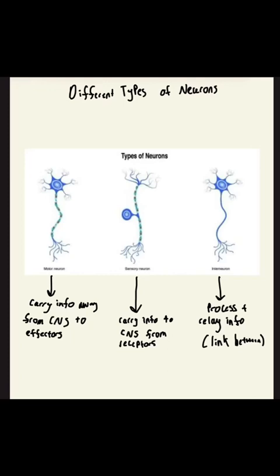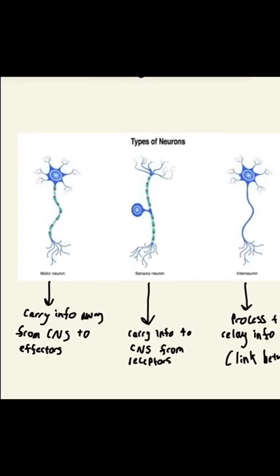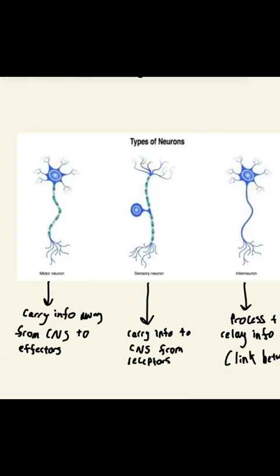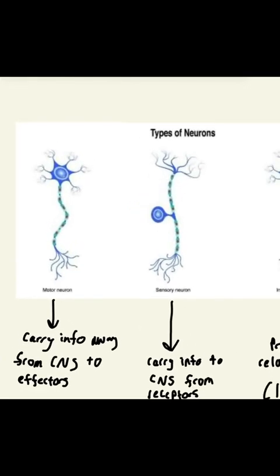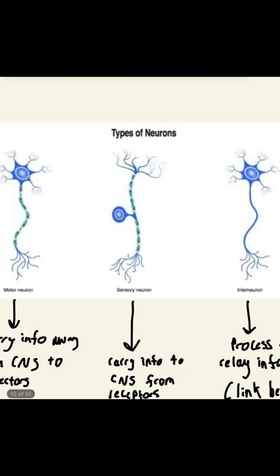Alright, hello everyone. Today we're going to be looking at the different types of neurons. So there's three main types of neurons that you should be familiar with. There is the motor neuron, sensory neuron, and the interneuron.